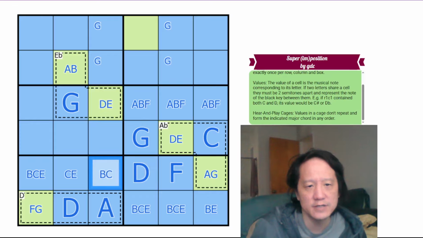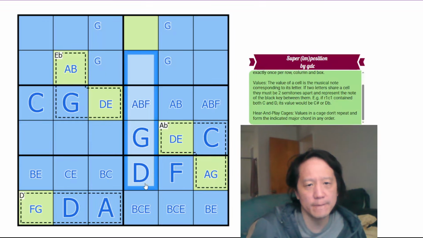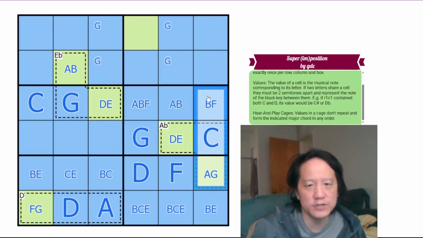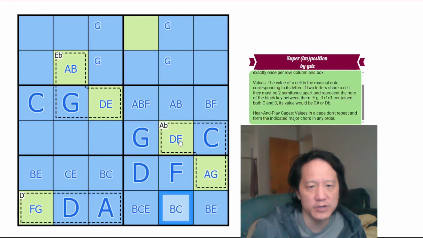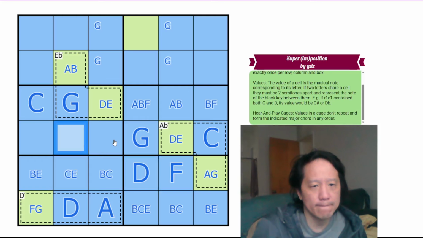This D and E eliminates E here. So we have A, B, and F here. This can't be F because of the F in the column. That leaves this cell as C. That eliminates C here. Okay. This cannot be A because of the AG pair in the column. This can't be E because of the DE pair in the column. This cannot be A, B, D, or E. So it could be C, F, or G here.